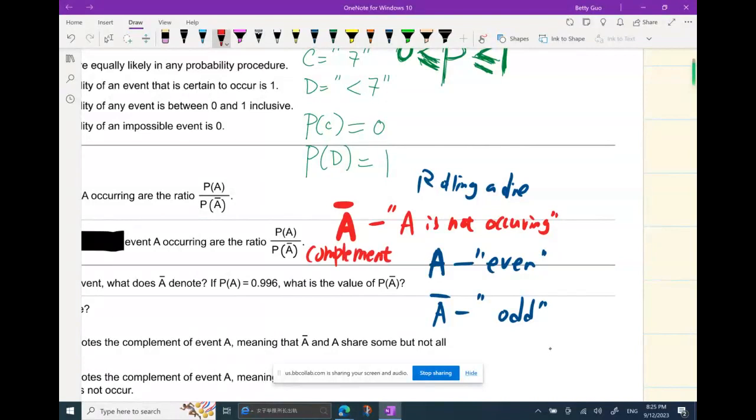A bar is the complement of A. That is the name of A bar. It refers to the result that A is not occurring. So A and A bar have no common outcomes. A and A bar have no common outcomes. All right. So now let's talk about an empirical model.